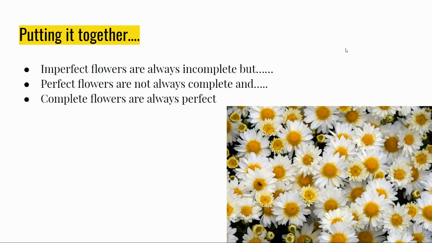All right, so we'll put it together, and you may have to replay the slide a few times. Imperfect flowers are always incomplete, but perfect flowers are not always complete. Think about that. Okay, a perfect flower has both male and female reproductive organs, right? But it may not be a complete flower. Complete flowers are always perfect. So again, imperfect flowers are always incomplete, but perfect flowers are not always complete, and complete flowers are always perfect.